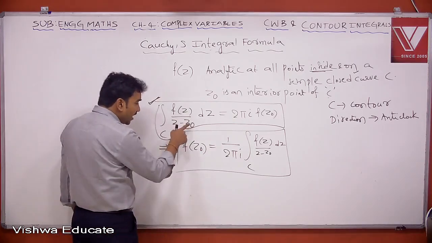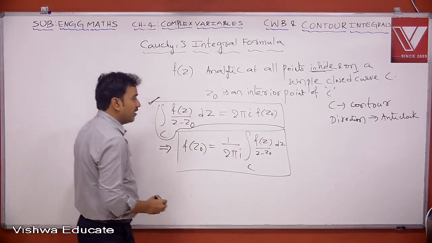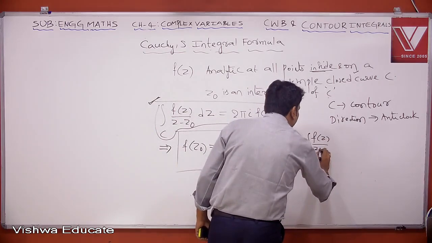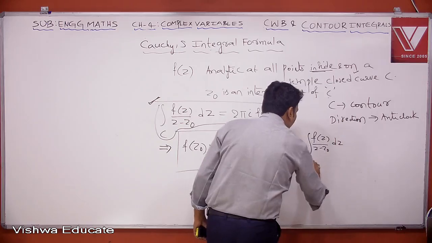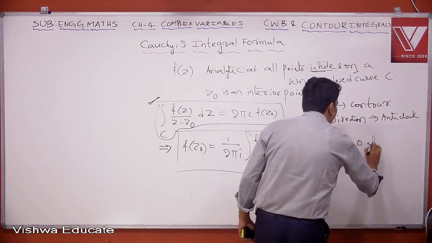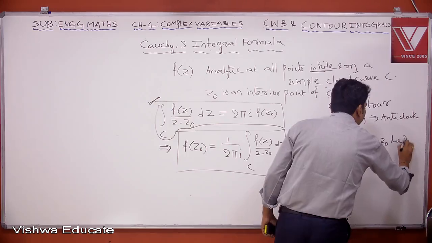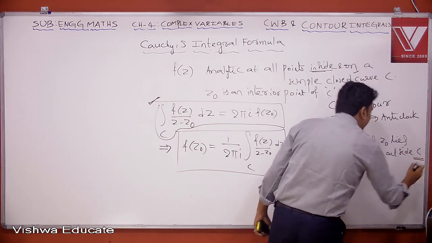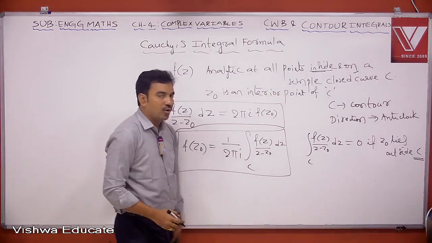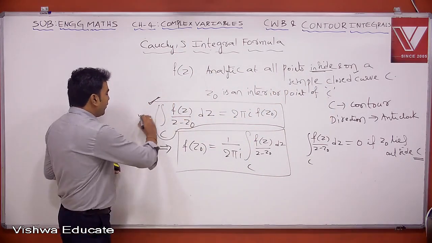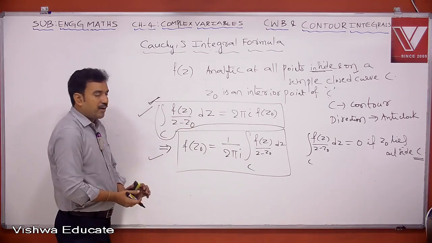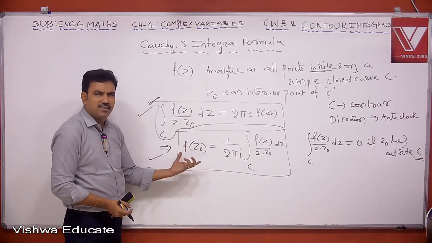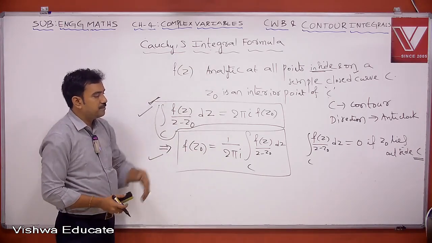Suppose this point lies outside the circle, in that case the value will be like this. Integral f of z by z minus z naught dz over C equals 0 if z naught lies outside C. If z naught lies outside C, that means z naught is an exterior point of this circle. This is a very important formula. In fact, this is the basic formula for all contour integrals. Very basic. So write these points.